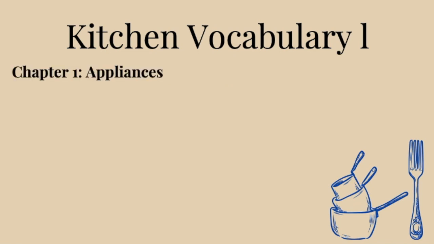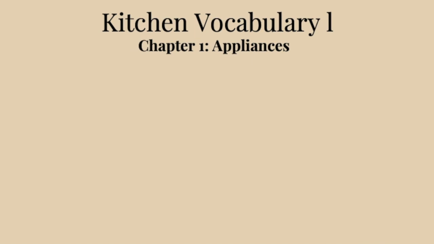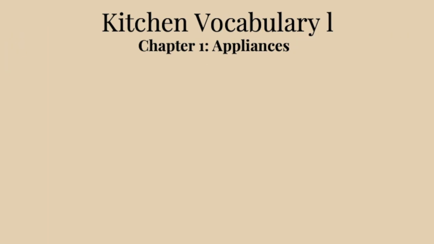Chapter 1, Appliances. What is an appliance? An appliance is a device or piece of equipment designed to perform a specific task. Let's look at a few examples. Do you recognize any of these appliances? If not, don't worry, we will learn them now. The first appliance is a sink. Repeat, a sink.